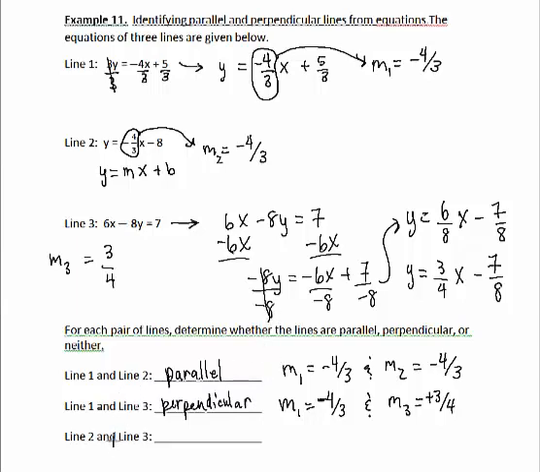Okay, what about line 2 and line 3? Slope 2 is also -4/3, and then slope 3 is 3/4. So just like 1 and 3, 2 and 3 are also negative reciprocals. The 4 and 3 swap places for 3/4, and then we go from a negative slope to a positive. 2 and 3 are also perpendicular.